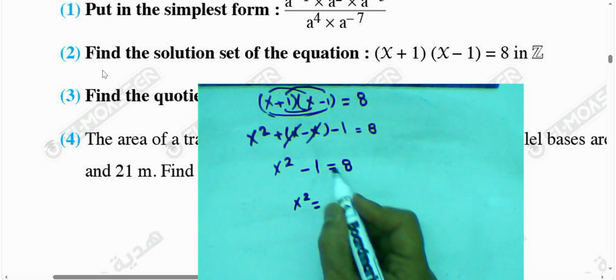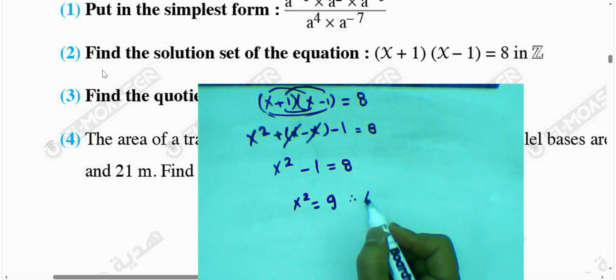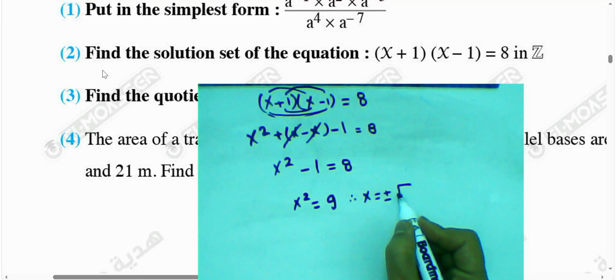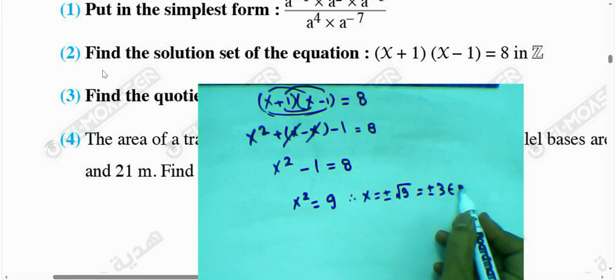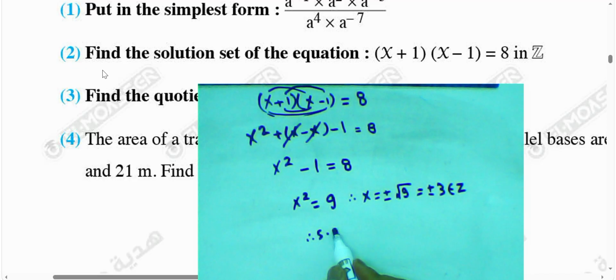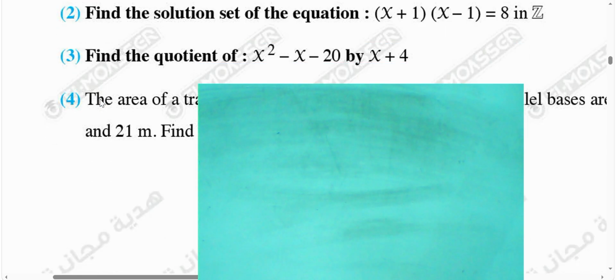Then x power 2 equal 8 plus 1 is 9. So the value of x equal positive or negative square root of 9 will be positive or negative 3. Is belonging to integers. Then the solution set will be positive or negative 3. Okay, understood? Next question number 3.